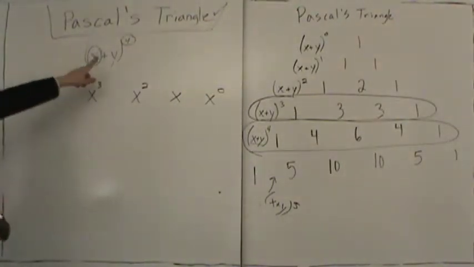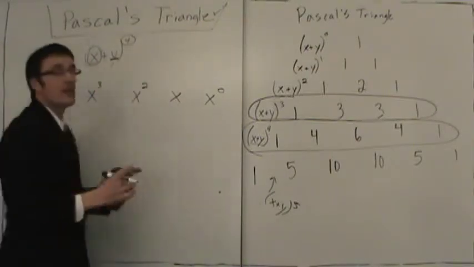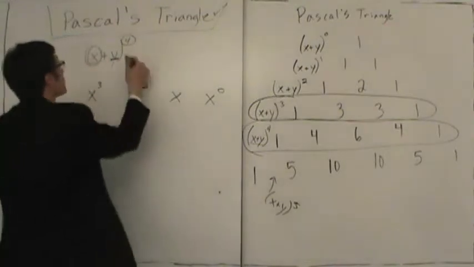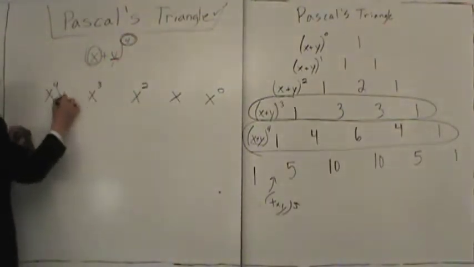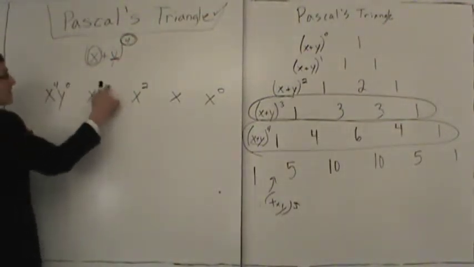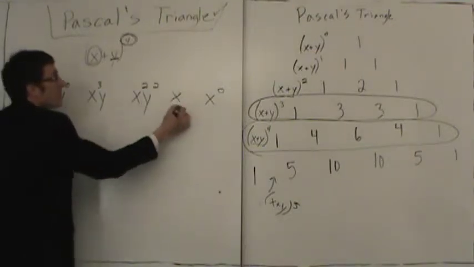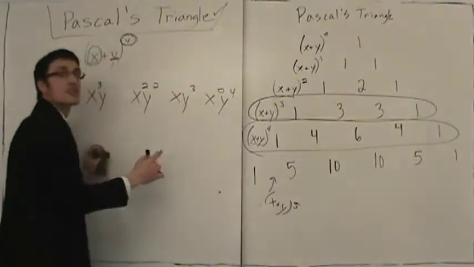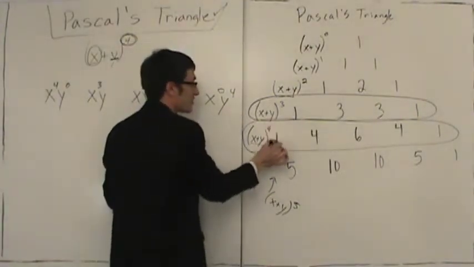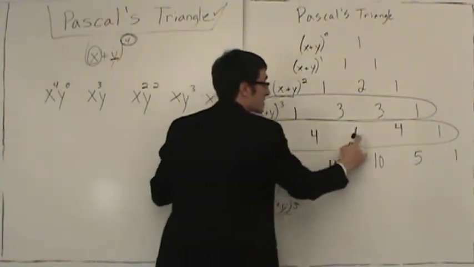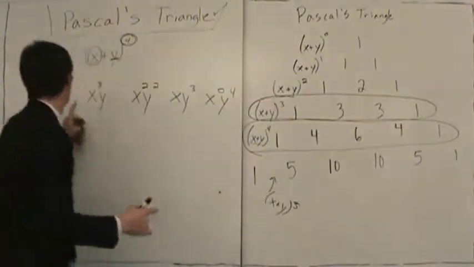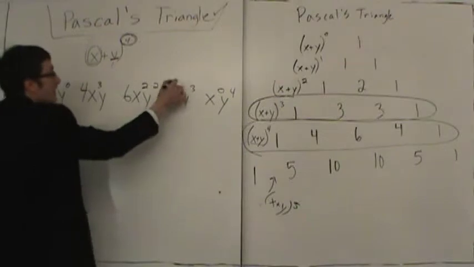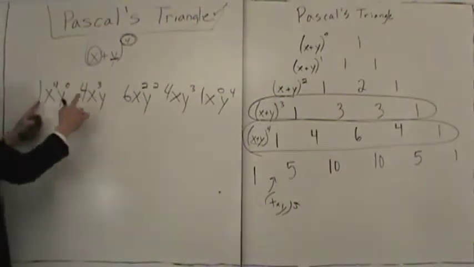Now, for your y term, the second term, you're going to go backwards. You're going to start at zero and go all the way up to the largest degree of four. So we're going to start at y to the zero, then y to the first, then y squared, y to the third, and y to the fourth. Now what we're going to do is put our coefficients in. The coefficients are 1, 4, 6, 4, 1. So in front, we're going to put a 1, then a 4, then a 6, then a 4, then a 1. And now we have our answer.